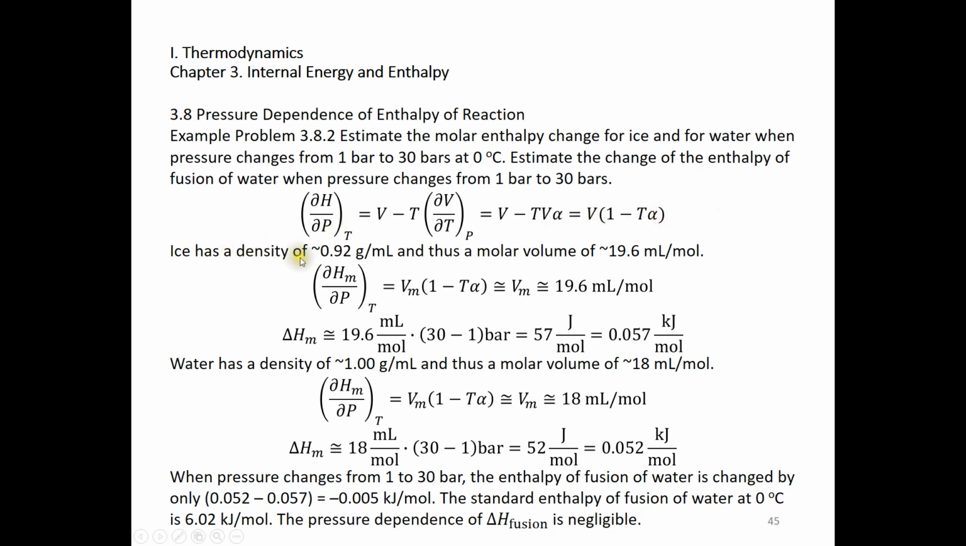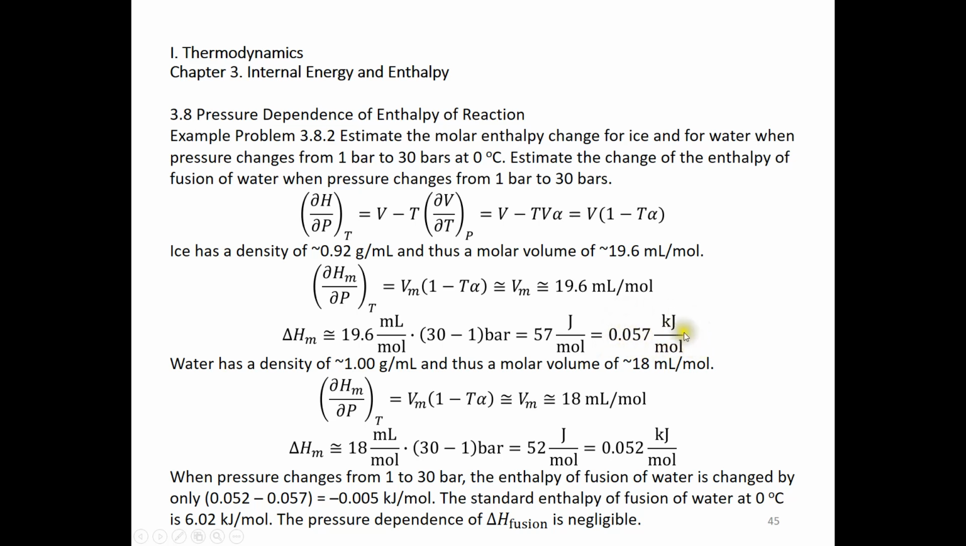Since ice has a density of 0.92 gram per milliliter, we can compute its molar volume. The molar volume is simply the molar mass divided by the density. We get this much, and then delta H over delta P for ice is approximately this much. We can compute the molar enthalpy change when the pressure changes from 1 bar to 30 bars. You can see this is only 57 joule per mole, or 0.057 kilojoule per mole.